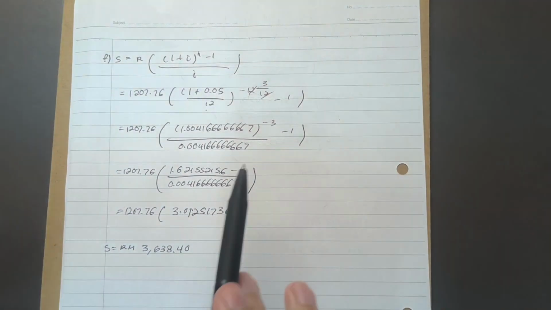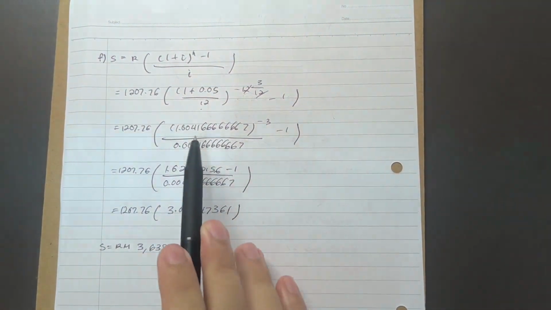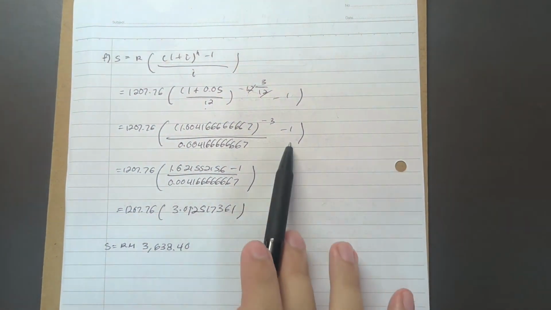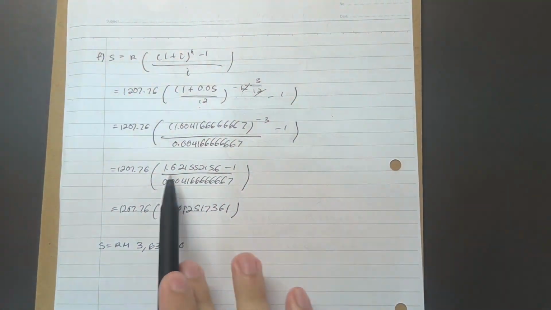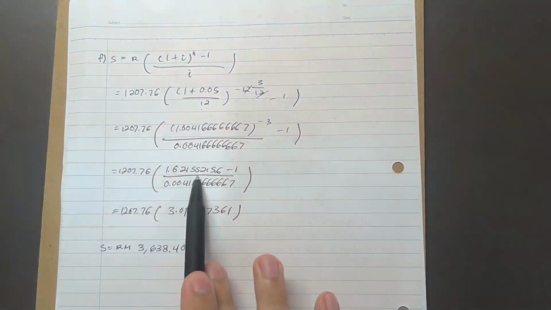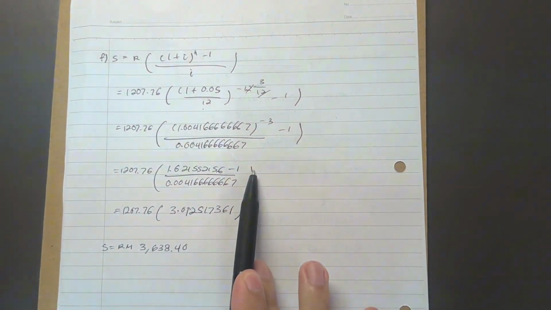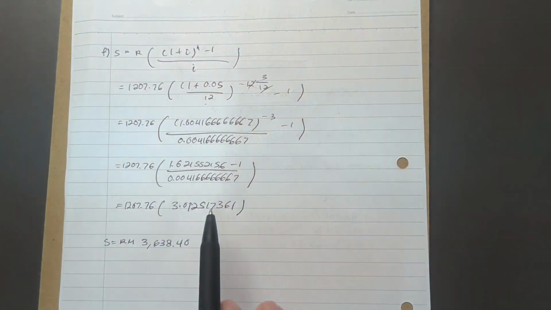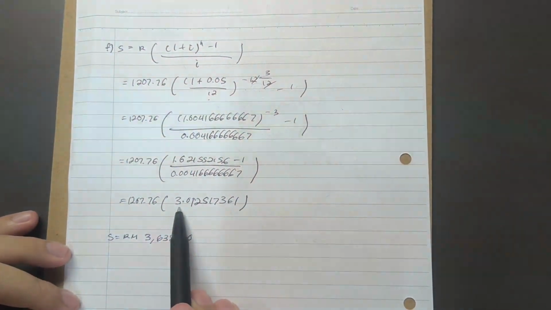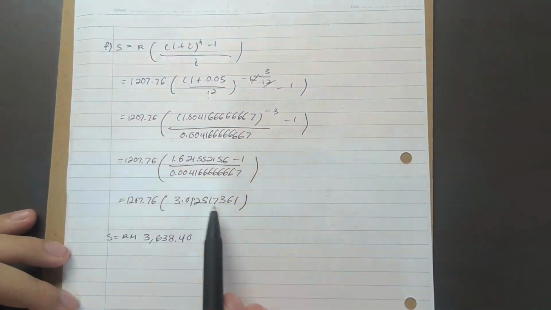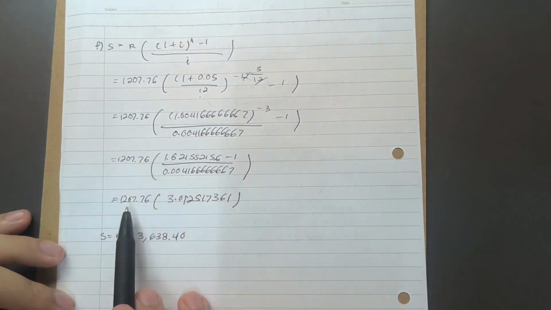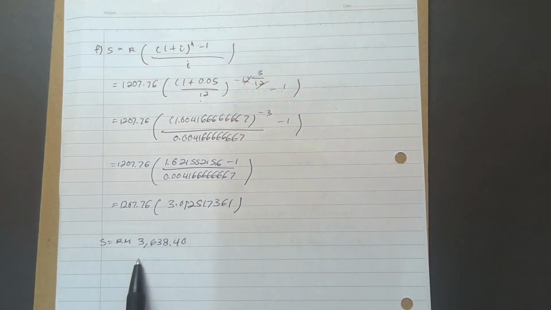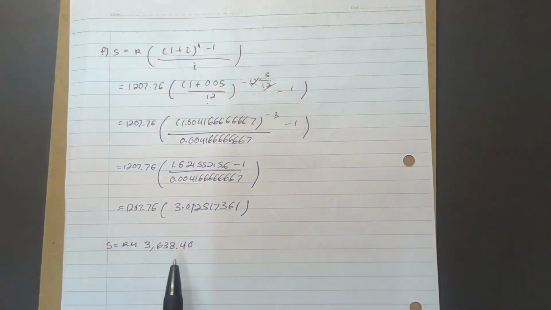Then no more 12. For this answer, we need to solve this first. Then we will get 1.02155256 minus 1. Then we just calculate like before, and we will get the answer 3.0125173661. To get this answer, we multiply this with this, so we will get 3,638.40.